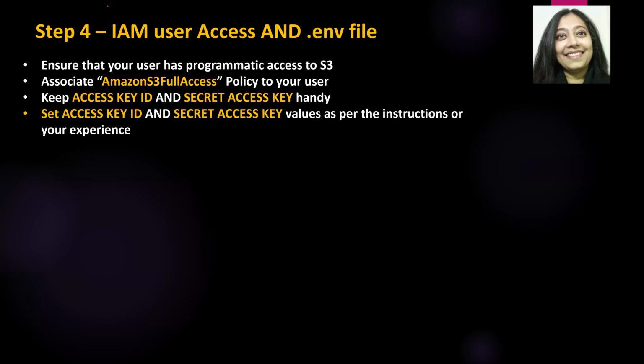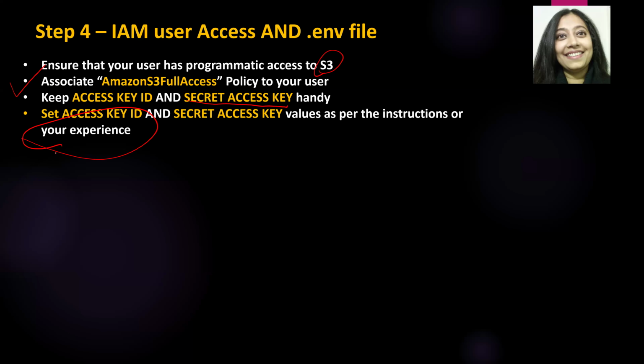Okay, so step number 4. Ensure that whatever user you are using has programmatic access to S3. Right now for this lab, just associate the existing policy Amazon S3 full access to your user. This is not for production. This is only for this lab. This is just to ensure that you do not face any security challenges. And most importantly, you need to have this user's access key ID and secret access key handy. And then set these values as per the instructions provided.